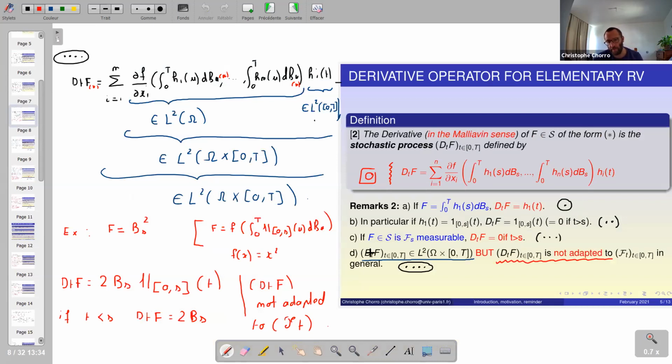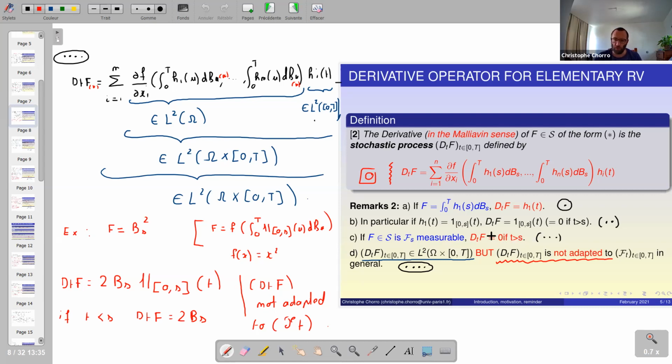In definition 2, that is the definition of the derivative in the Malliavin sense for elementary random variables, I have my remark C in remark 2 that tells me that if I have an elementary random variable, we have done the proof that if f is Fs measurable, Dt of f is equal to 0 if t is strictly greater than s.